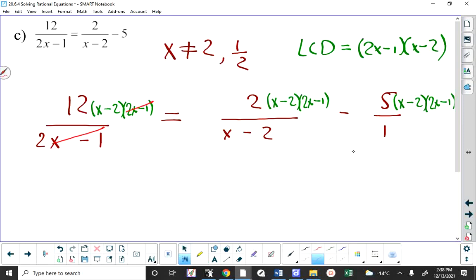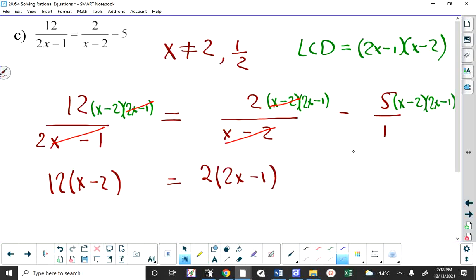2x minus 1 cancels here, and we're left with 12 times x minus 2. This is equal to what happens here. The x minus 2's cancel, and we're left with 2 times 2x minus 1. And over here, nothing cancels. You're left with that.